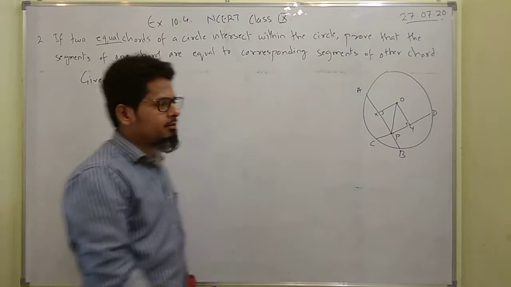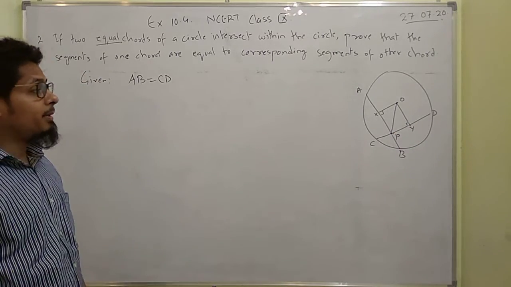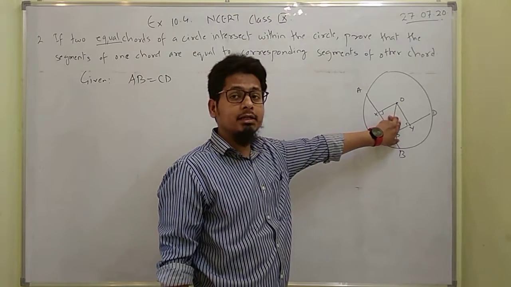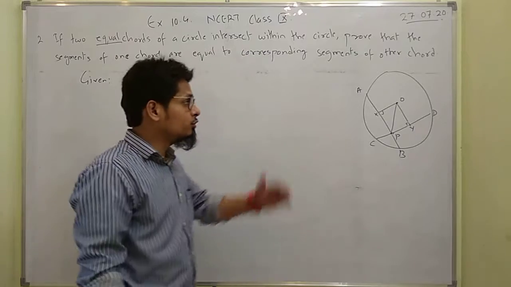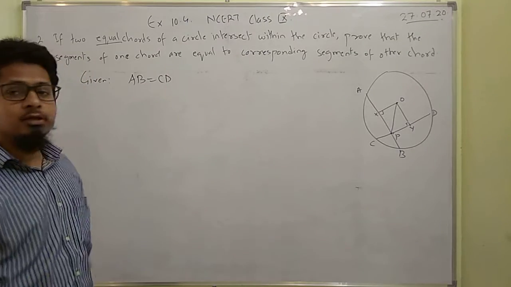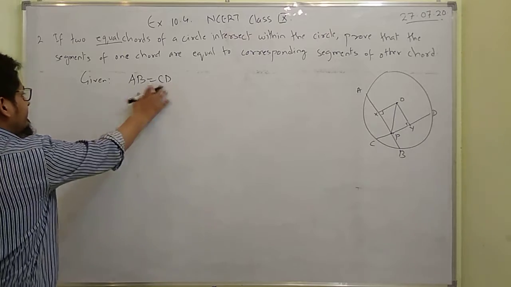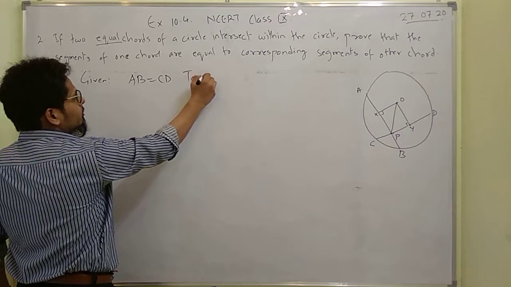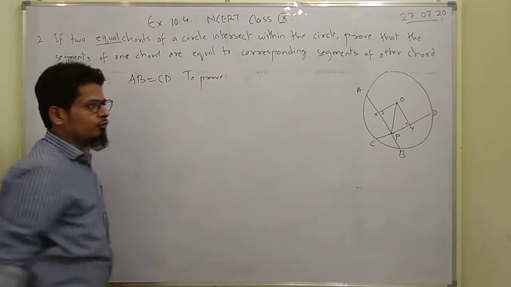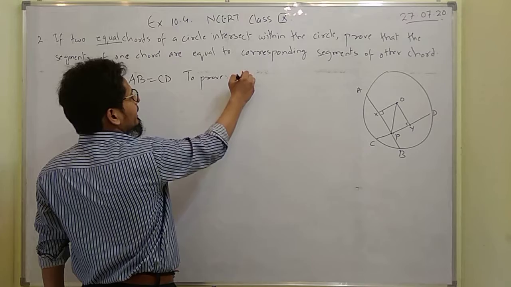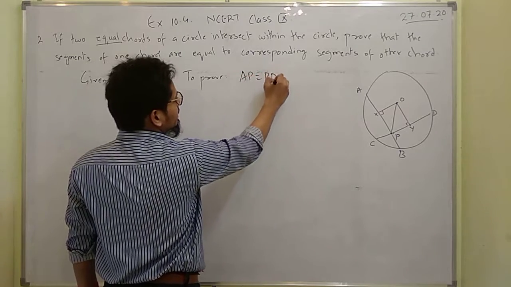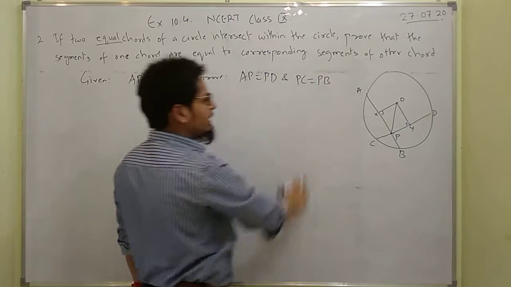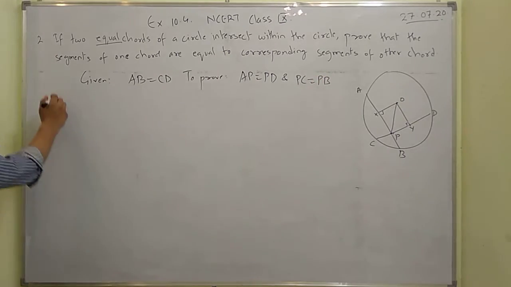OP I join. By the congruency of triangles, firstly we will prove that these two triangles are congruent to each other. Before starting the proof, I would like to tell you something. For example, AB is equal to CD, which is the given part, and first I am writing what we have to prove: AP is equal to PD and PC is equal to PB. These two things we have to prove. Clear? Now start the proof here.